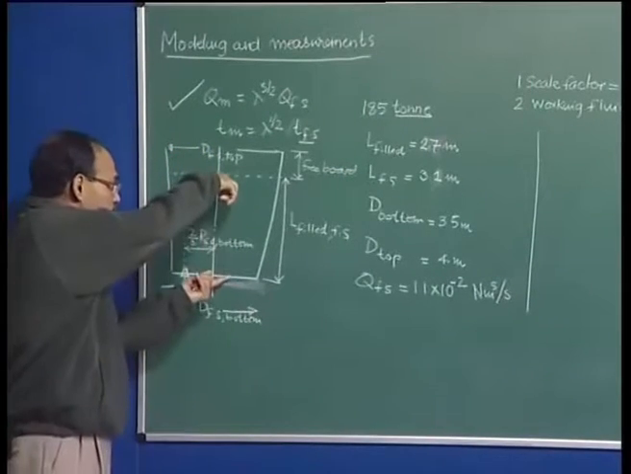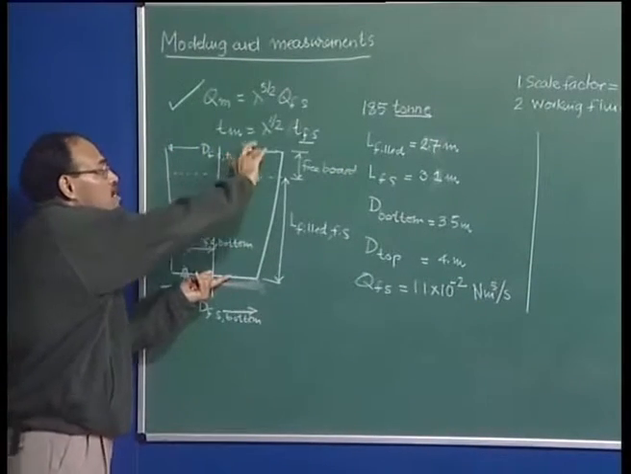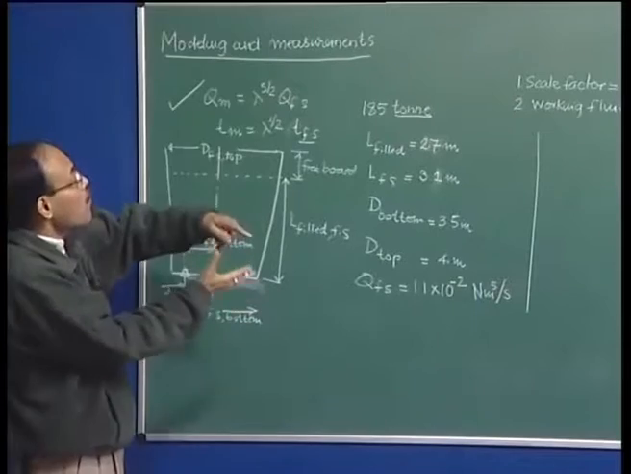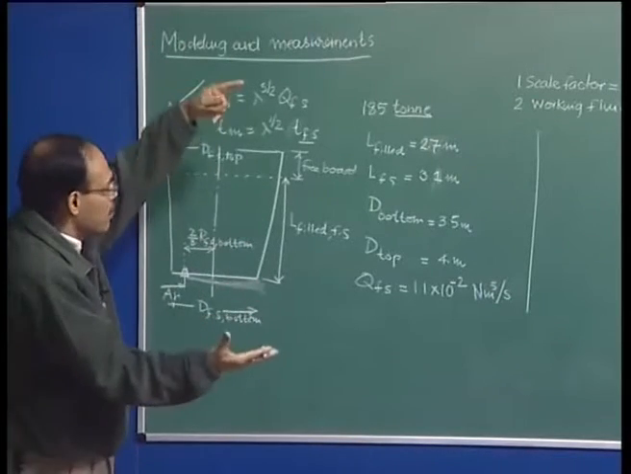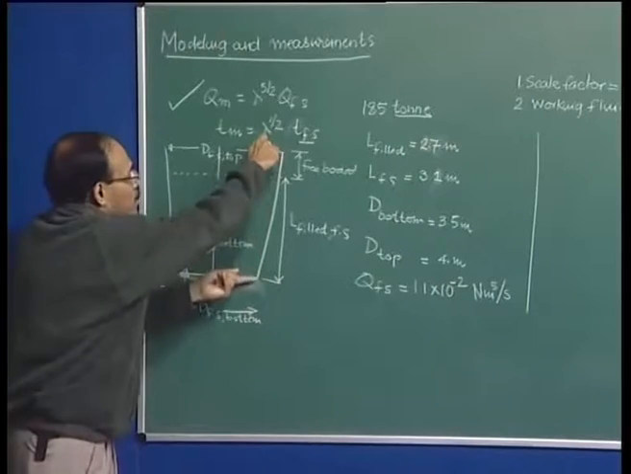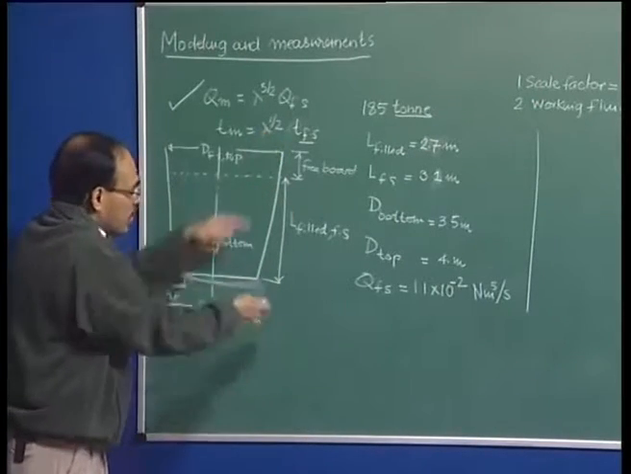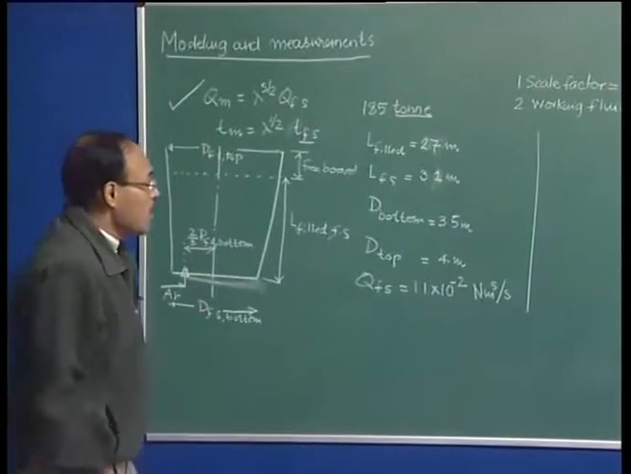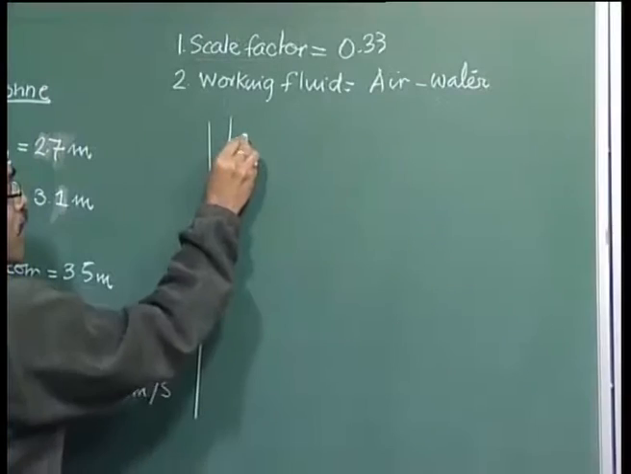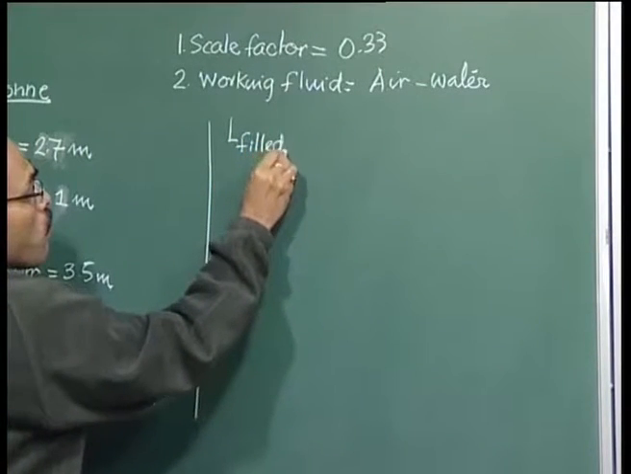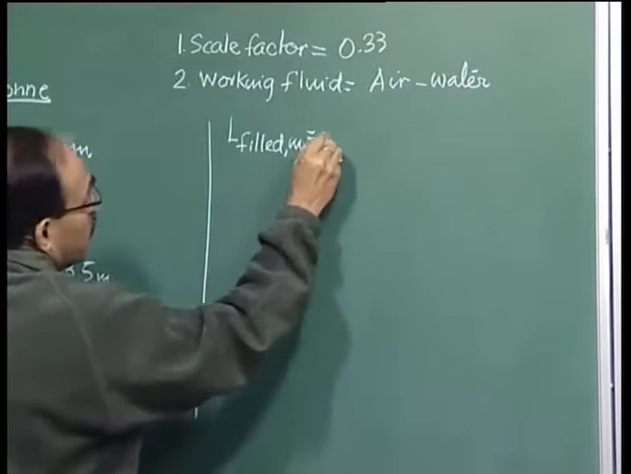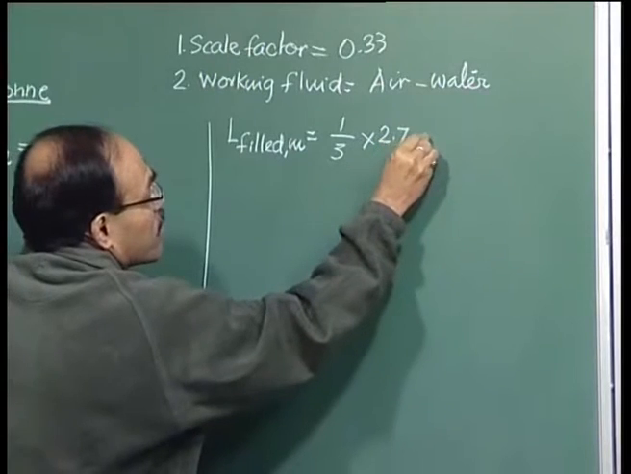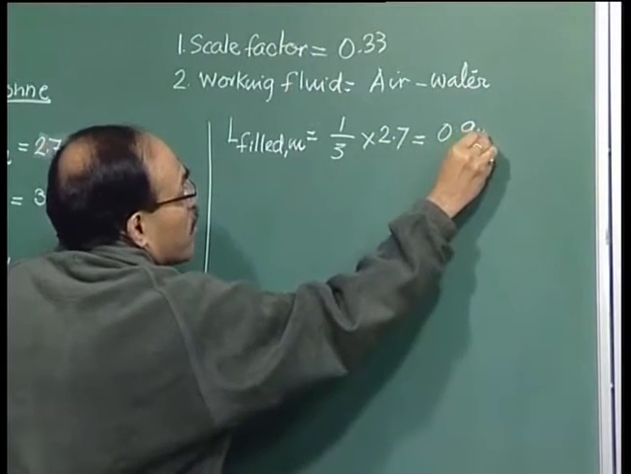This distance is very meaningful to us, but this distance is not meaningful. So, the overall total dimension of the ladle that will be built in the laboratory may not have any geometrical similarity in terms of the characteristic total length, but what is important is the depth of the liquid. So, that needs to be scaled. I would say therefore, L filled model is going to be roughly 1/3, which is the scale factor, multiplied by 2.7, and that gives us 0.9 meter.